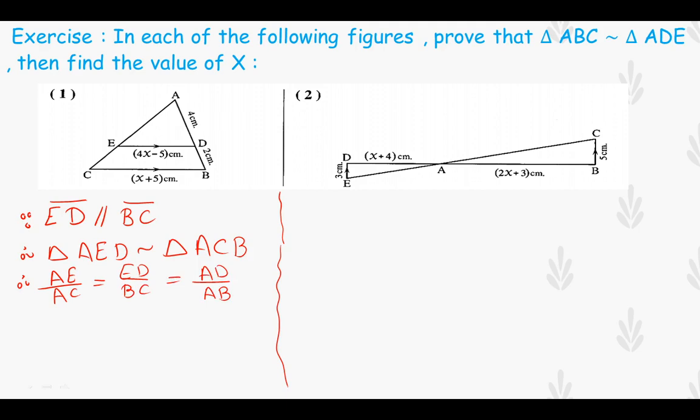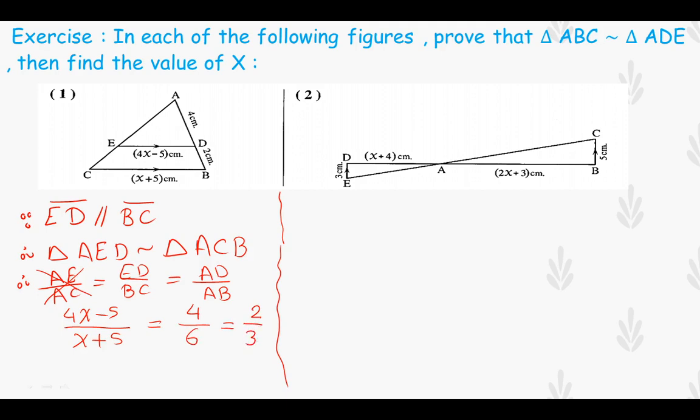Okay, let's write the length of each one. AE, we don't know its length, and also AC, we don't know its length, so we will cancel this ratio. ED equals 4x minus 5 over BC, which equals x plus 5. This equals AD, AD equals 4 over AB, AB equals 4 plus 2, which equals 6. Let's put it in the simplest form. Divided by 2 equals 2, divided by 2 equals 3.